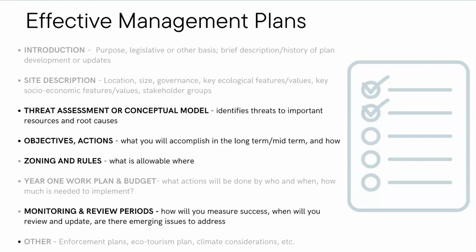So the good news is that a big review and update of a management plan doesn't have to be done all the time. It's usually every 3 to 5 years. So it's important to set time aside in those intervals to really go through and update a plan and take some time to do it.